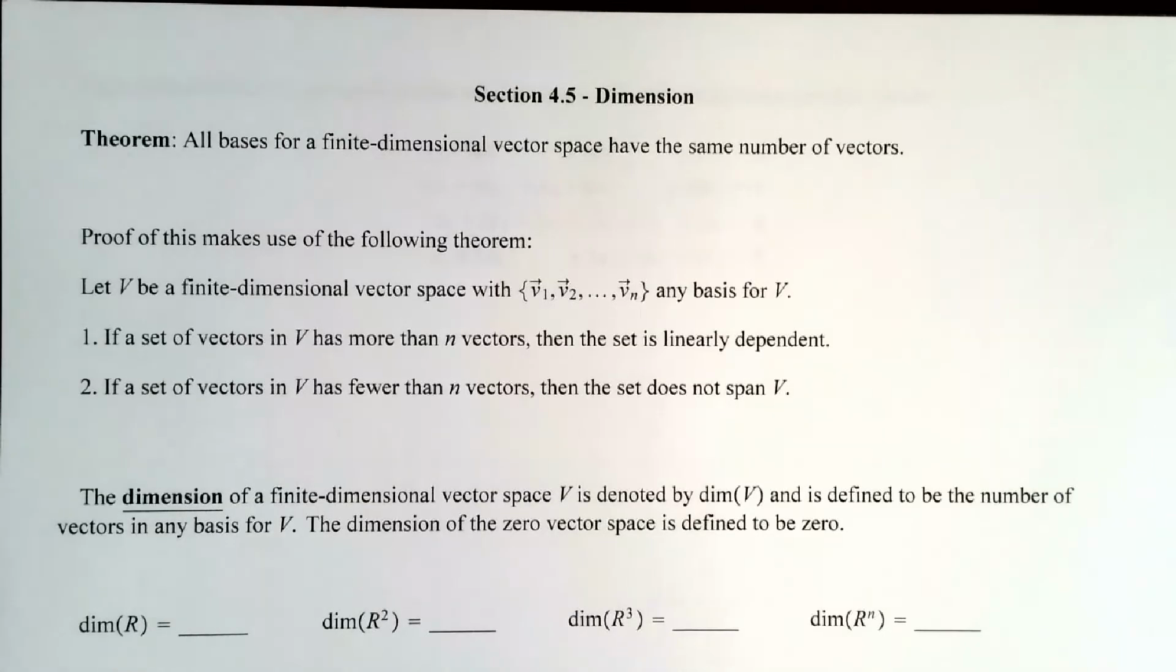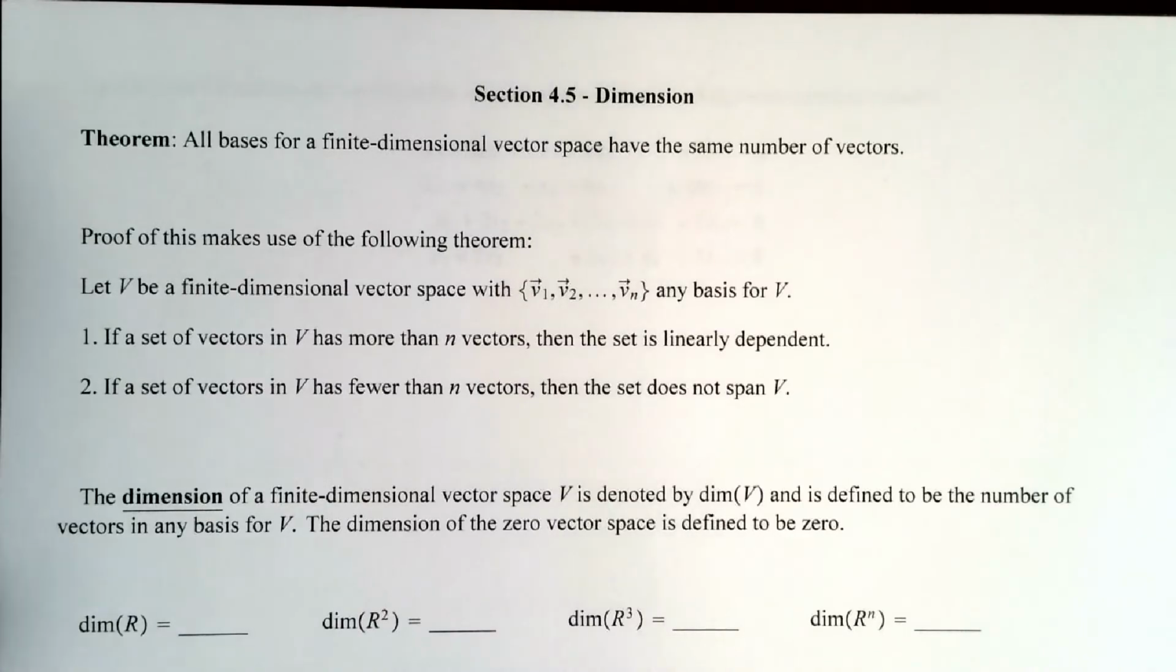But there are other bases for 3 space. In previous lectures, we proved that a given set of vectors was a basis for 3 space. And if you go back to that example, you will see that there are 3 vectors in that set. And in fact, this theorem right here will say that any basis for 3 space must have 3 vectors, because it says any basis for a finite dimensional vector space has the same number of vectors.